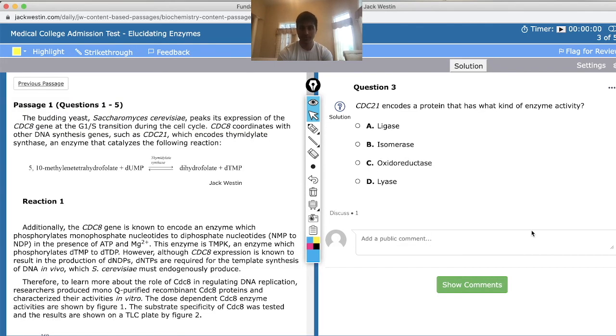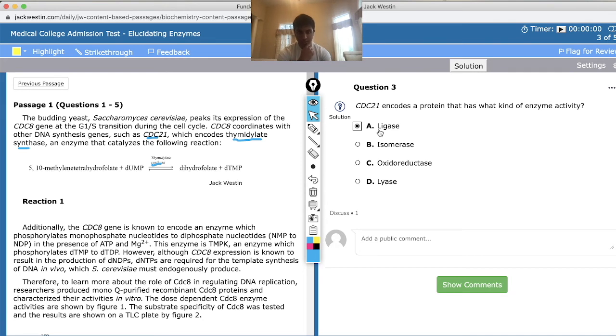So this is a hard passage. CDC21 encodes a protein that has what kind of enzyme activity? So where does it talk about CDC21? It talks about CDC21 right here. It says it encodes a thymidylate synthase. So a synthase, guys, you just have to know this is a subclass of ligase. So ligase is our correct answer.